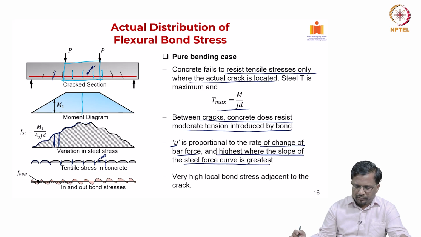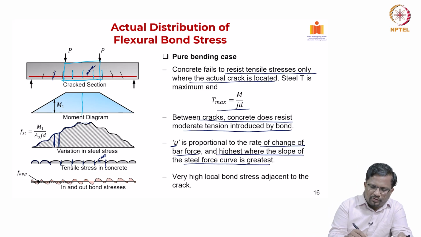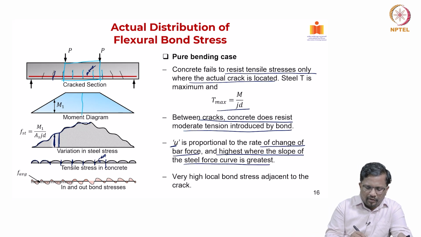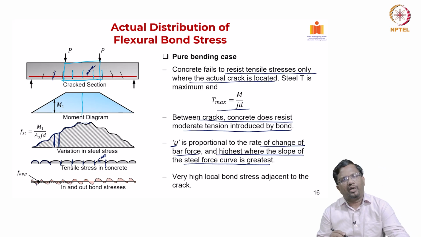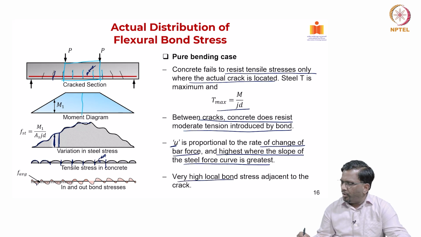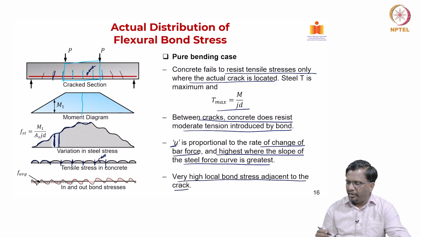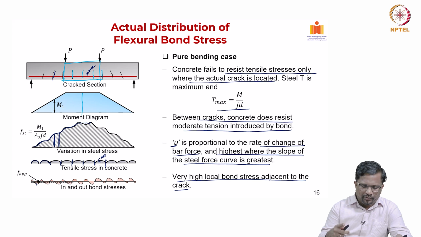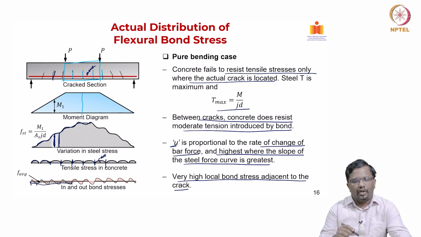So, that means the steel force is like this, and wherever the slope is high, that is a location where I am going to have high bond stress. So, there are going to be very high local bond stresses developed at the crack locations, but we do not explicitly look at it. What we really do here is we take the average bond stress for calculations.